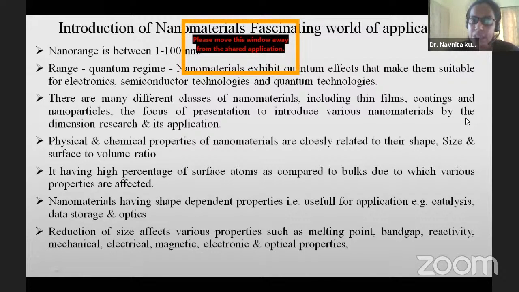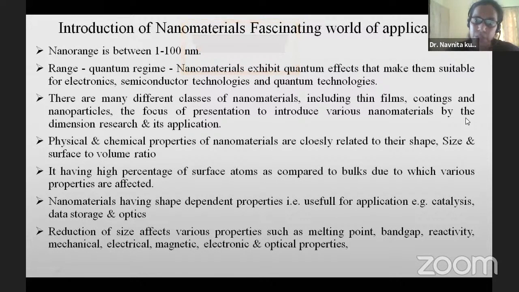The physical and chemical properties of nanomaterials are closely related to size, shape, and surface, which is also called the 3S concept, as well as the surface-to-volume ratio. It has a high percentage of surface atoms as compared to bulk, due to which various properties are affected, such as melting point, boiling point, band gap, reactivity, mechanical, electrical, magnetic, electronic strength, as well as optical properties.